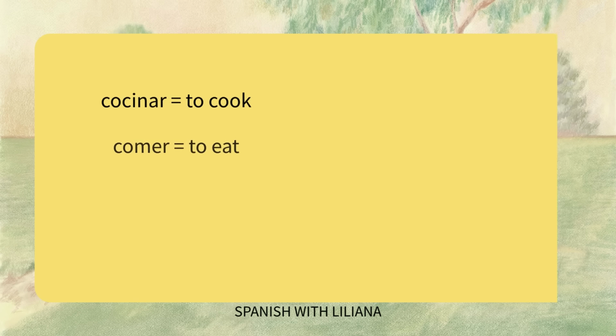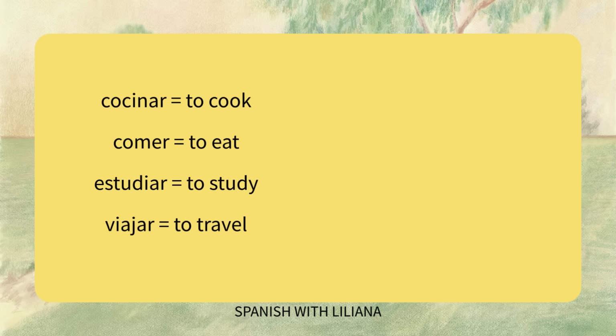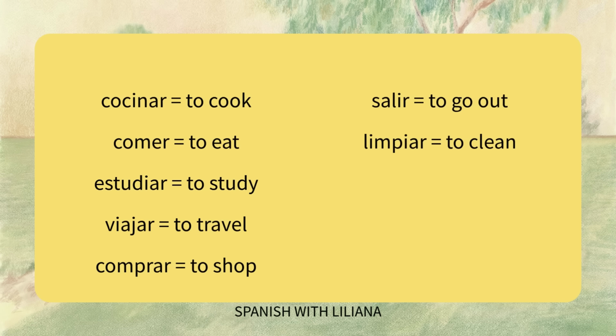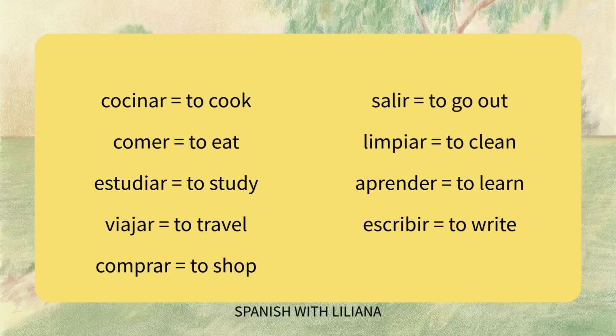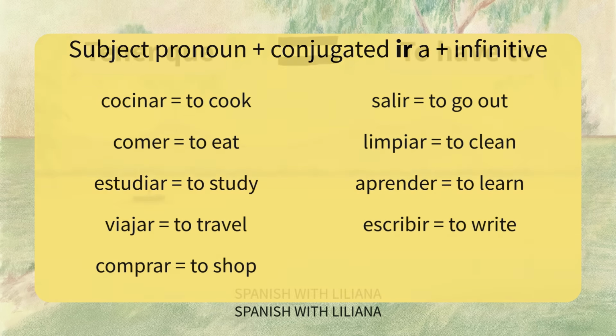So instead of saying cocinar, to cook, you could say comer, to eat. Estudiar, to study. Viajar, to travel. Comprar, to shop. Salir, to go out. Limpiar, to clean. Aprender, to learn. Escribir, to write. So you can mix and match to create more sentences.